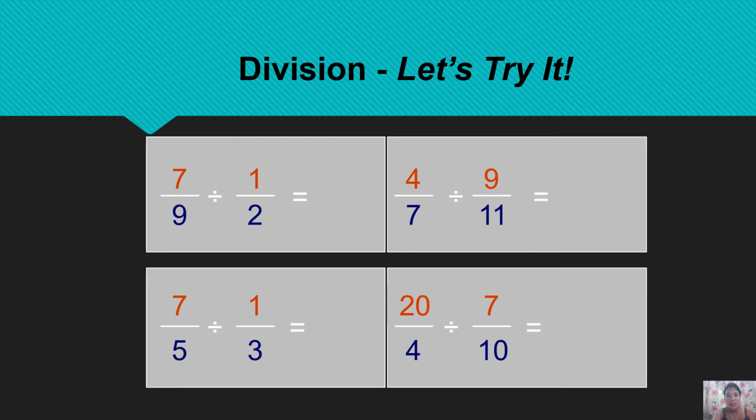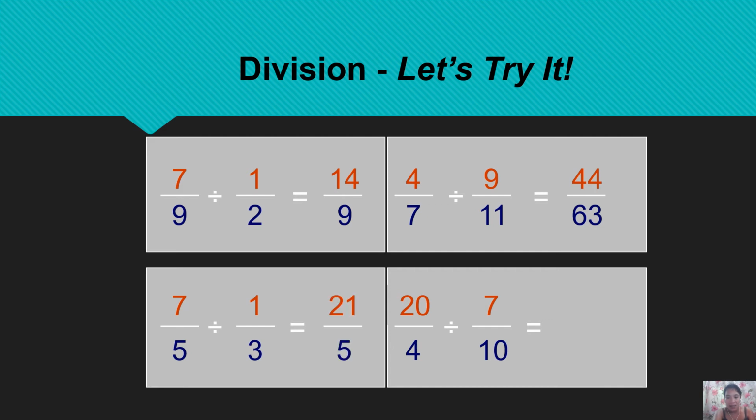Okay, now let's divide. What's the answer of 7 over 9 divided by 1/2? Kung nakabantay mo sa class, pwede na siya og i-cross multiply. So 7 times 2 is 14. 9 times 1 is 9. So the answer is 14 over 9. Okay, how about this? 4 times 11 is 44. 7 times 9 is 63. So the answer is 44 over 63. How about this? 7 over 5 divided by 1/3.